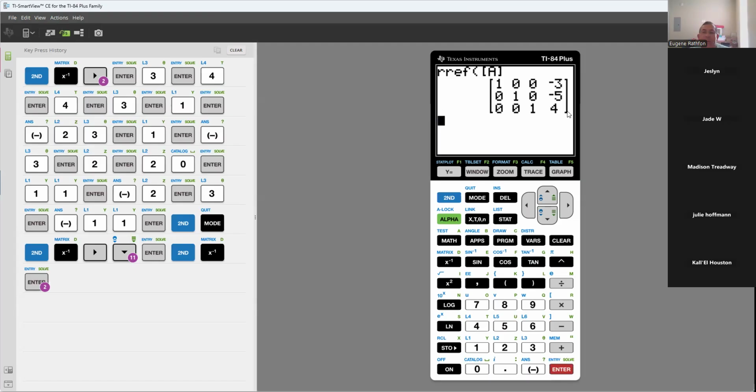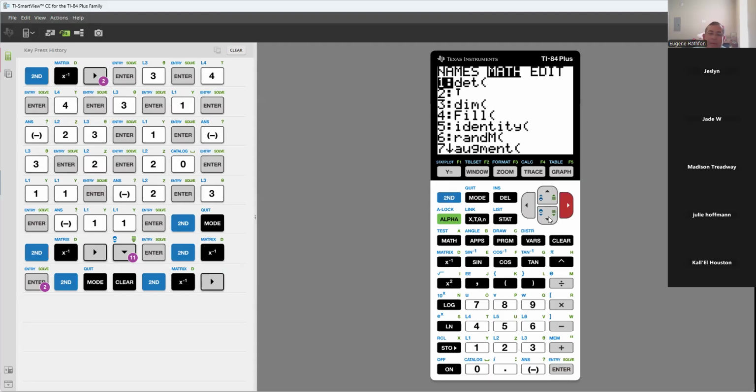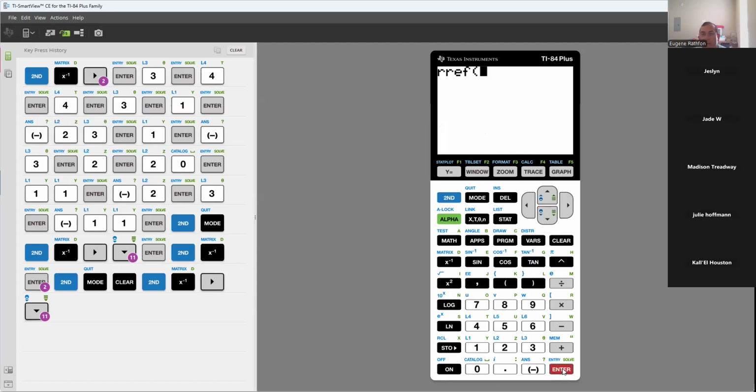How do I get the screen with the math menu? So once you've got the matrix put in there and you're ready to do the math, you're going to hit the second X-1 button on the left side. That brings up the names, math, and edit. Arrow right to math. And then once you get to the math, you just arrow down until you find RREF. Once you hit RREF, you hit enter, and that brings it on the screen.